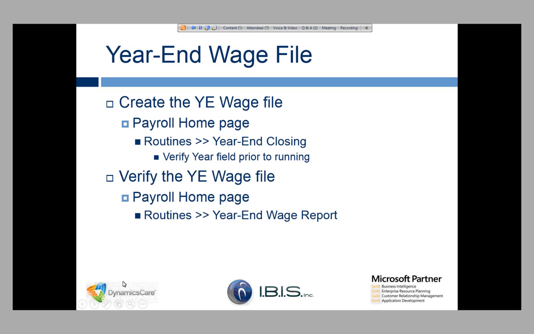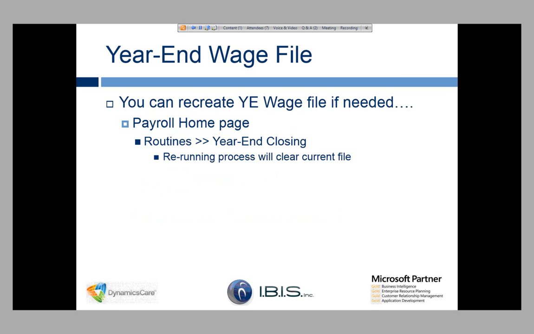Now, if for some reason something happens, and you feel you need to recreate your year-end wage file, you go to the payroll homepage, go to your routines, the year-end closing again, and you go through the step you just did earlier to actually create the file, and the system will ask you if you want to delete the current file. You tell it yes, it'll delete it, then it'll ask if you want to recreate it, and at that point you can make changes if you need to prior to the recreation, and then you're able to do your creation process again.